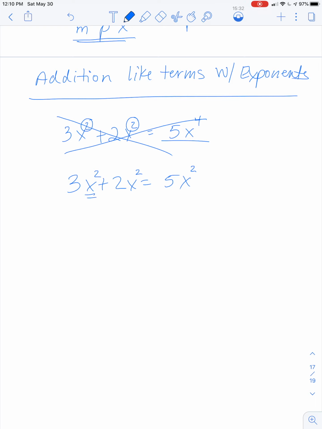We look at what kind of terms we have. These are called x squared terms. This 3 and this 2 have the same, I like to refer to it sometimes as the same last name. They have the same one. So we just keep the last name, but we add together our coefficients. So the correct answer to that would be 5x squared.